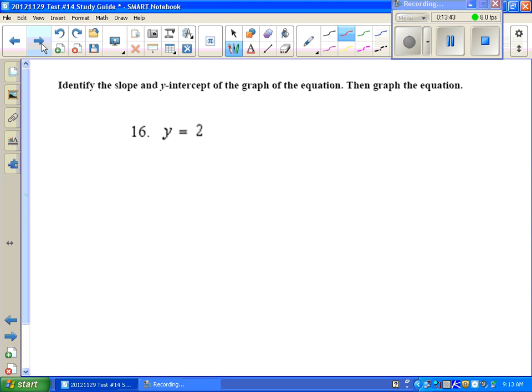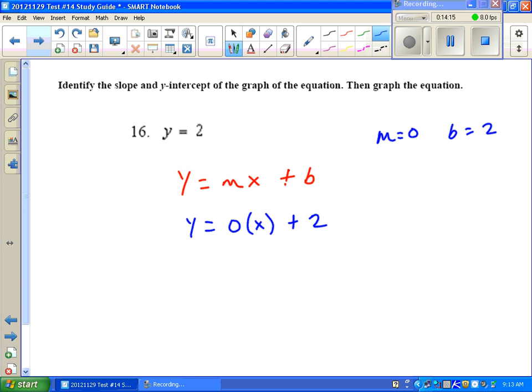Number 16 says y equals 2. Identify the slope and y-intercept, then graph it. Notice it says y equals, it doesn't have anything times x to get to plus b. So that's as if it had said y equals 0 times x plus 2. Anything times 0 would give you nothing there, and then b's value is positive 2. So your m, your slope, is going to be 0, and your b value, or your beginning, is going to begin at 2.